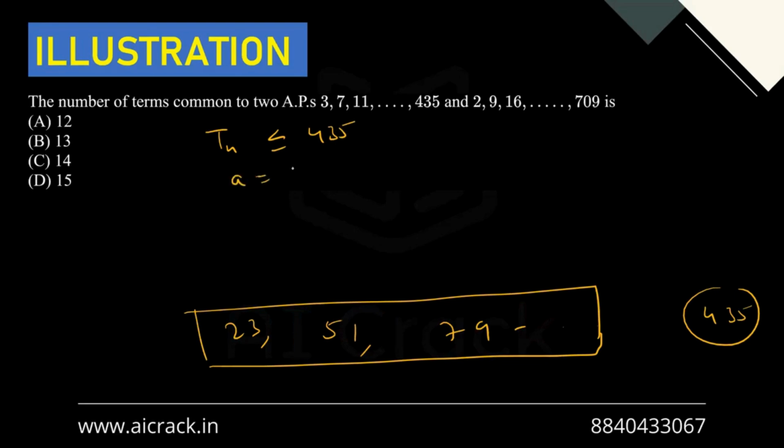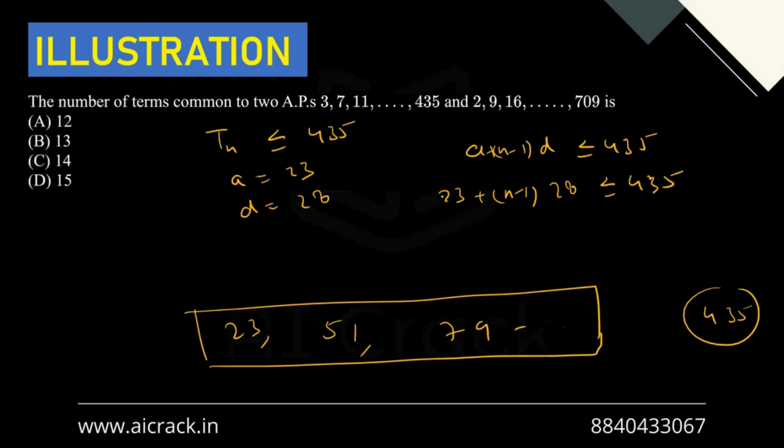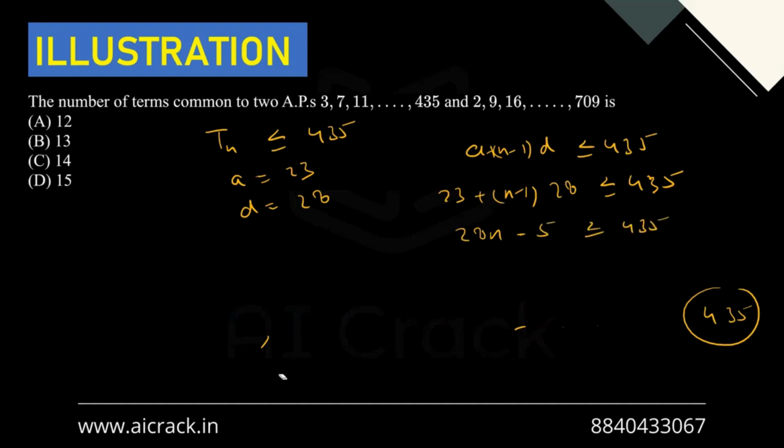Now A equals 23 over here, D equals 28 over here. So we have to find out the number of terms. So Tn is A plus (n minus 1)D, less than or equal to 435, right? So 23 plus (n minus 1) times 28 is less than or equal to 435. Now this becomes 23 plus 28n minus 28. So it becomes 28n minus 5 less than or equal to 435. So this would become n is less than or equal to 440 by 28. If you find out this value, this would come out to be 15.